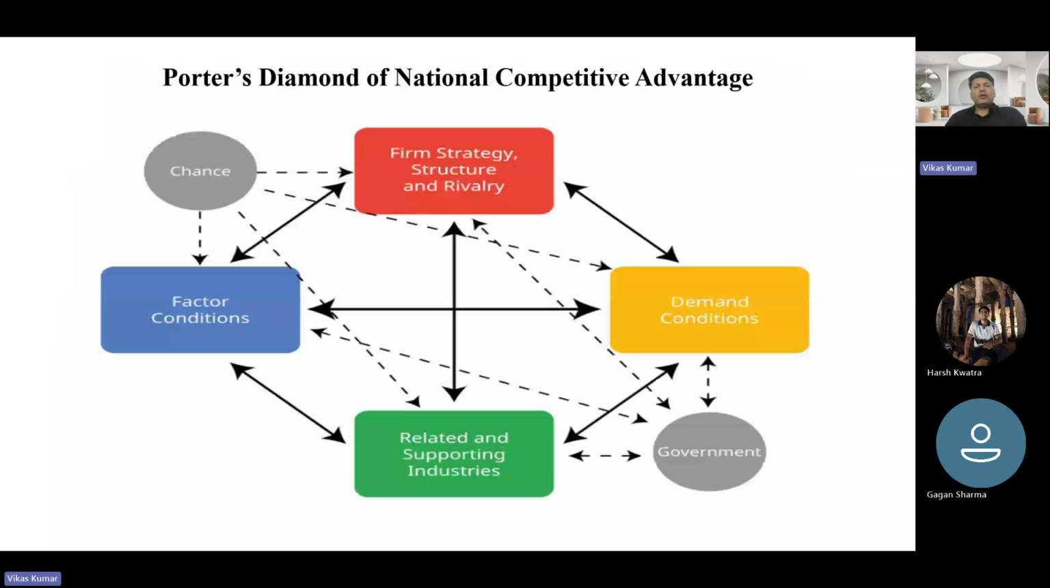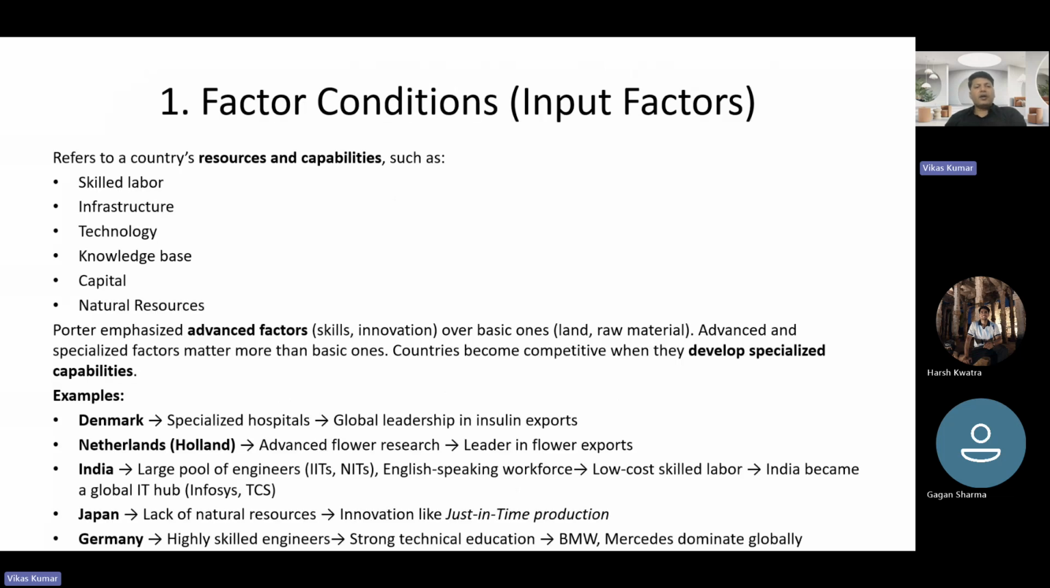In this model there are four main factors: firm strategy, structure and rivalry; demand conditions; related and supporting industries; and factor conditions, which we discussed in the last class. Factor conditions are the input factors like skilled labor, infrastructure, technology, knowledge base, capital, natural resources. These are the resources and capabilities beneficial for a company to get competitive advantage over others because of the advanced factors and the specialized factors.